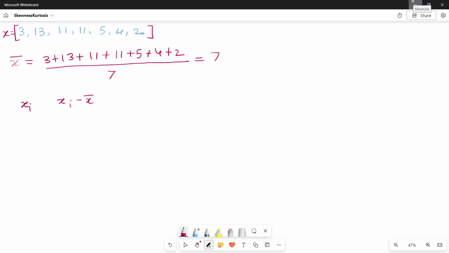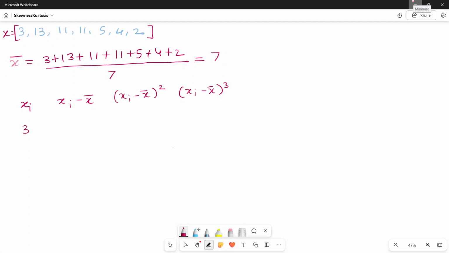Okay. Now you also need to calculate the sample standard deviation. And for sample standard deviation, you will need to calculate xi minus x bar square. And in the formula of sample skewness, you have xi minus x bar cube. So you need to calculate all of this.